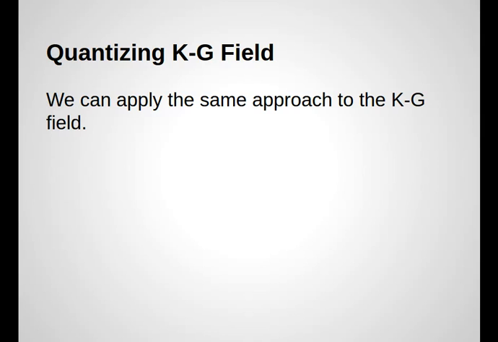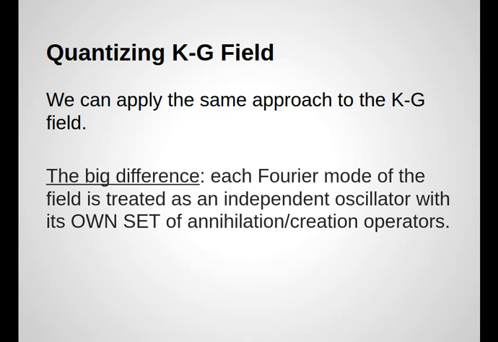So now what we want to do is, we've seen that the Klein-Gordon field obeys an equation that looks a lot like the simple harmonic oscillator equation. So we want to try to use that same approach, this idea of rewriting our dynamical variables in terms of annihilation and creation operators. The big difference, though, is that now we're dealing with a field, a field that permeates all of space.